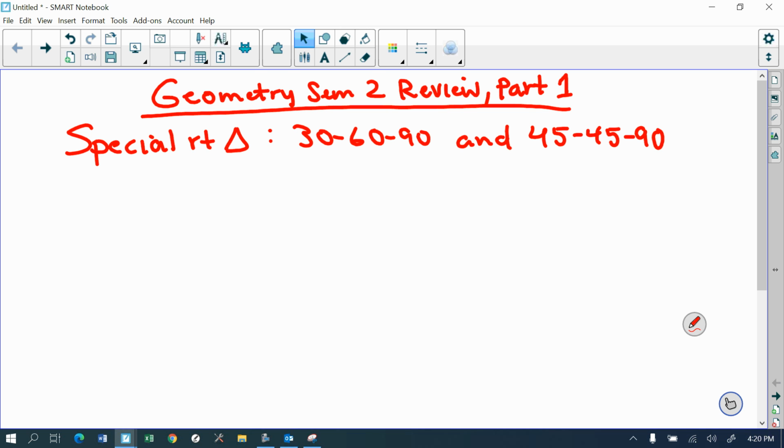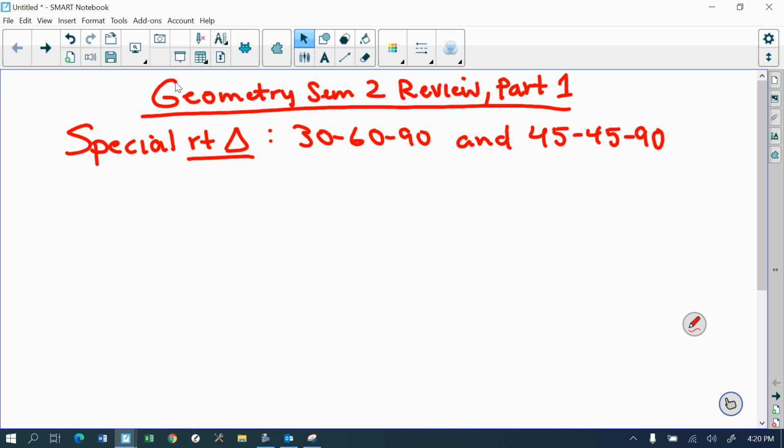Okay, now what makes them special? The reason they're special is because normally, when we just got done doing Pythagorean theorem, you have to know 2 of the 3 sides in your right triangle. So this deals with right triangles again. You have to know 2 of the 3 sides, and you can use Pythagorean theorem to get the third side. Well, what makes this special is I only have to know 1 of the 3 sides. I can get the other 2 sides. That's what makes this special.